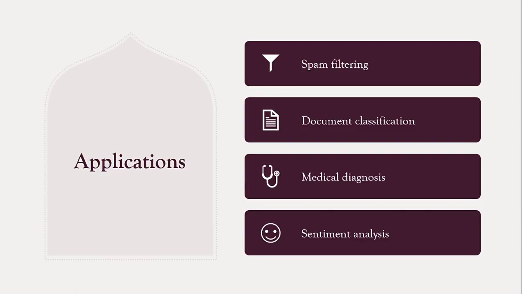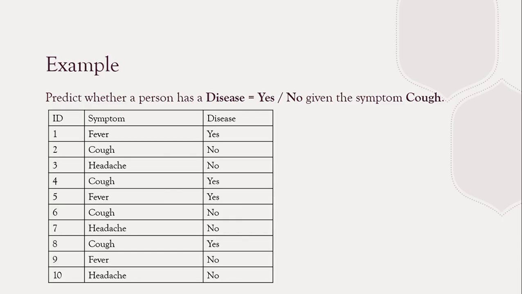These are a few applications I have listed about the algorithm: it can be used for spam filtering, for document classification, for medical diagnosis, and for sentiment analysis. Now let us check the Bayesian classifier using an example.